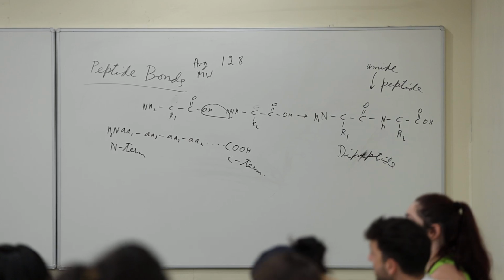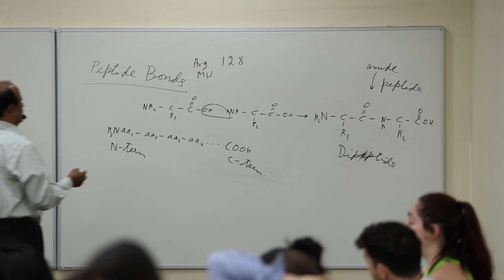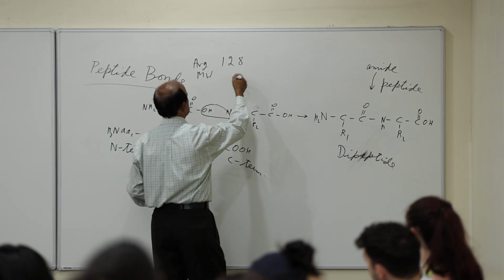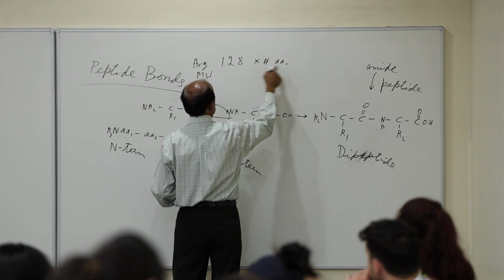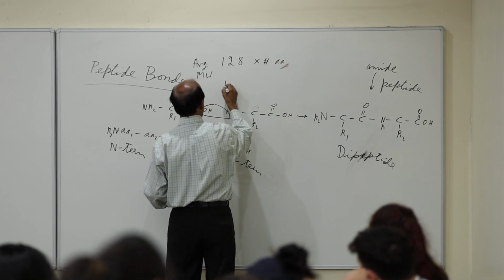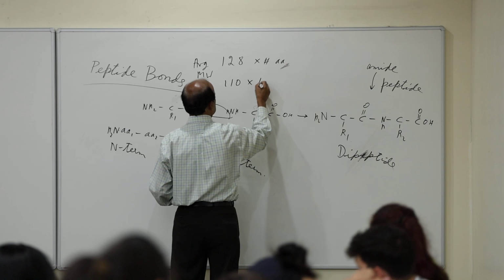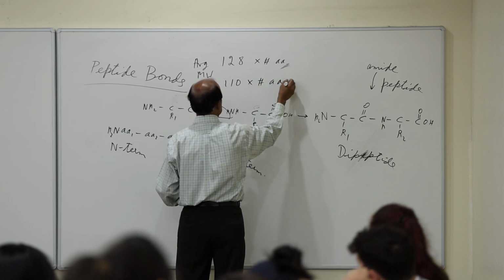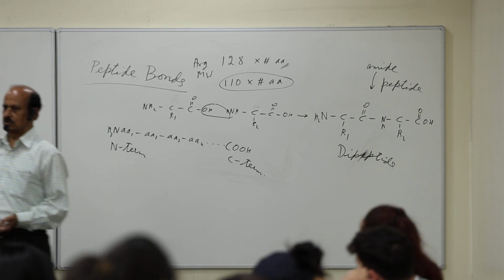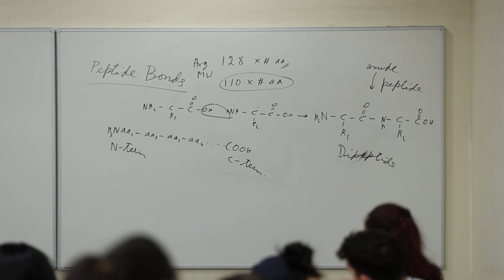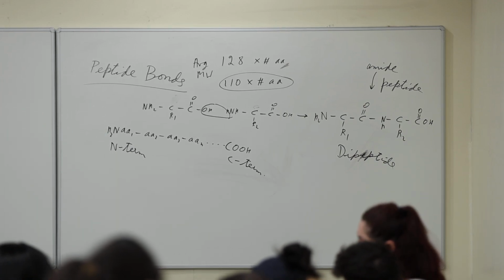But when you do that, you don't really multiply the 128 by the number of amino acids. You actually multiply 110 by the number of amino acids. This gives you an estimate of the molecular weight of the protein. Why is it 110 and not 128?